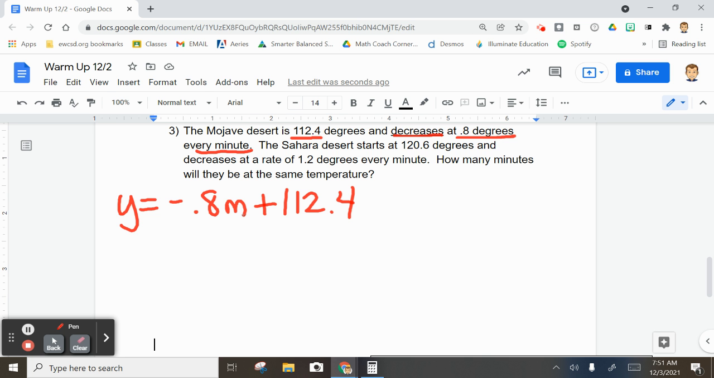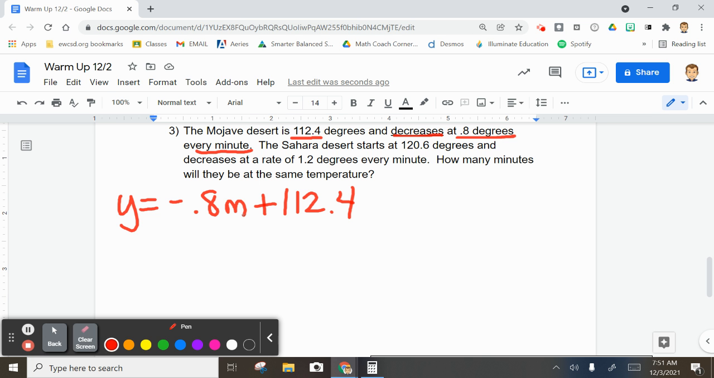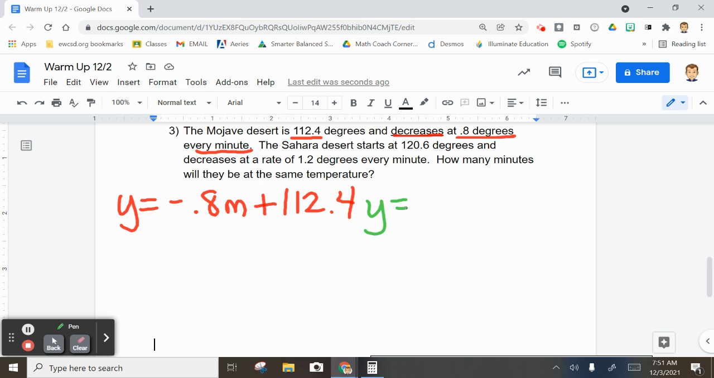And the next equation, I'm going to write it here in a different color. Have some fun. Oh, I could go a little Christmassy for you. Y equals, the Sahara Desert starts at 120.6. Starts at, that's our y-intercept, right? Starts at 120.6 and decreases at a rate of 1.2 degrees every minute. Decreases 1.2 every minute. All right.